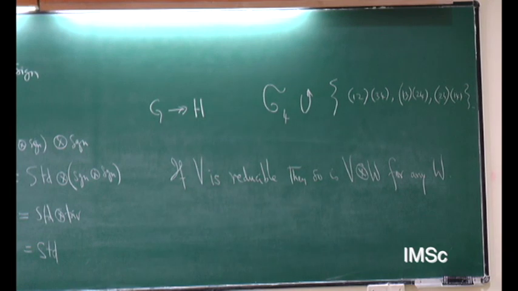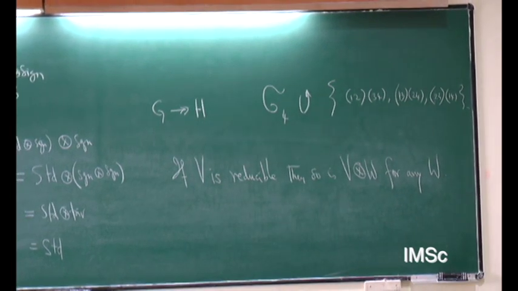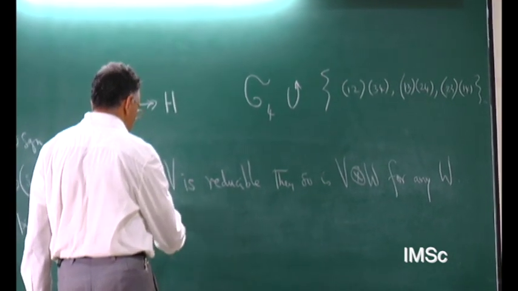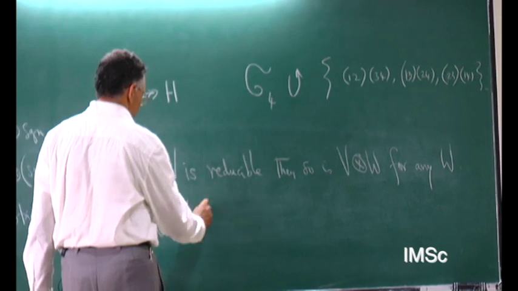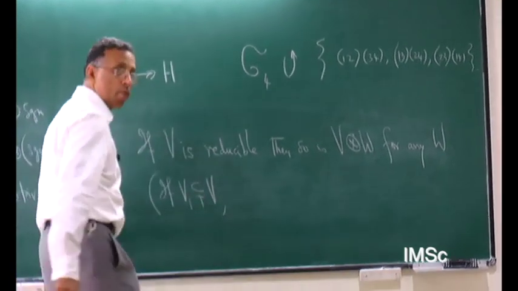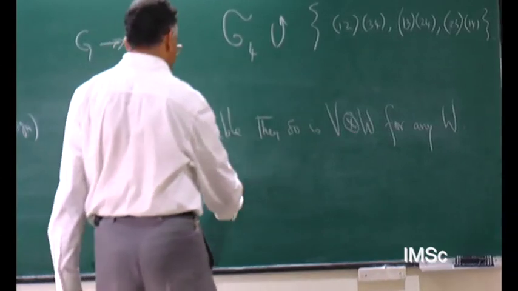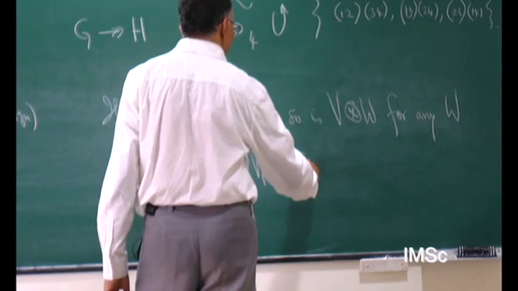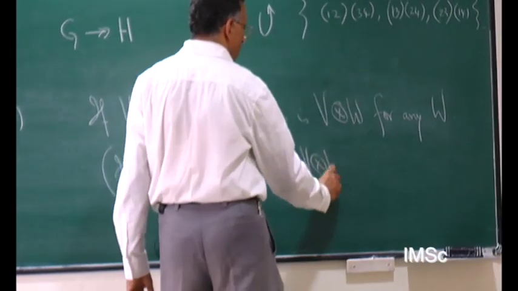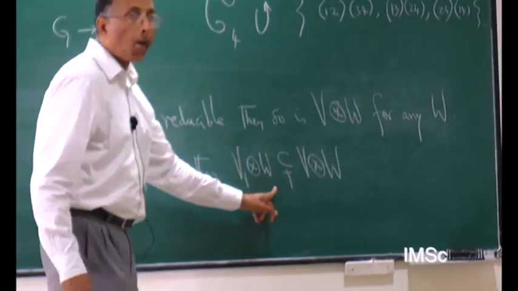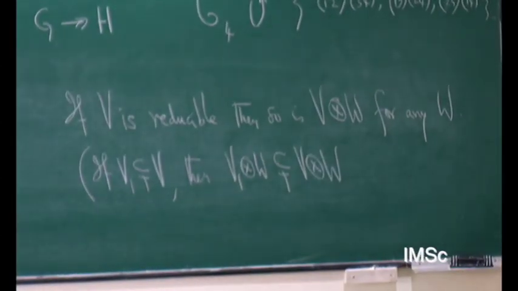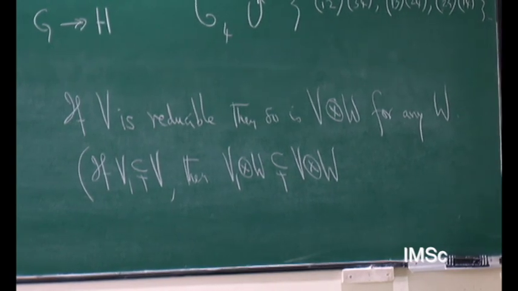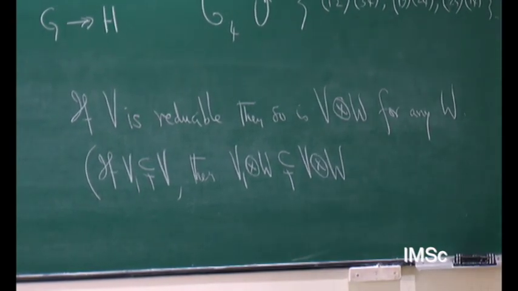Can you prove that? Because, yeah, exactly. So if V1, then, and this is a proper and invariant subspace, right?